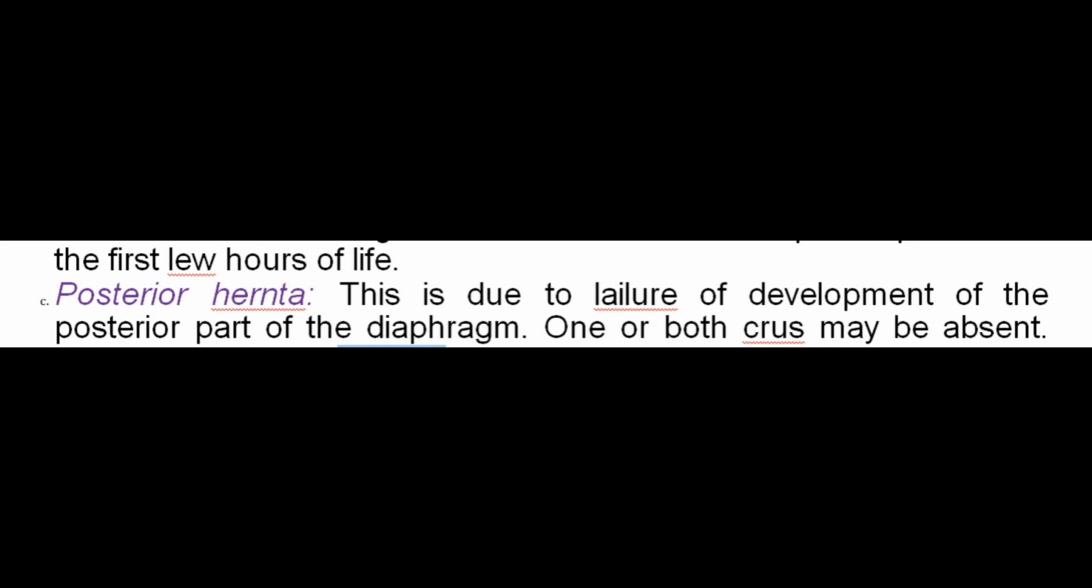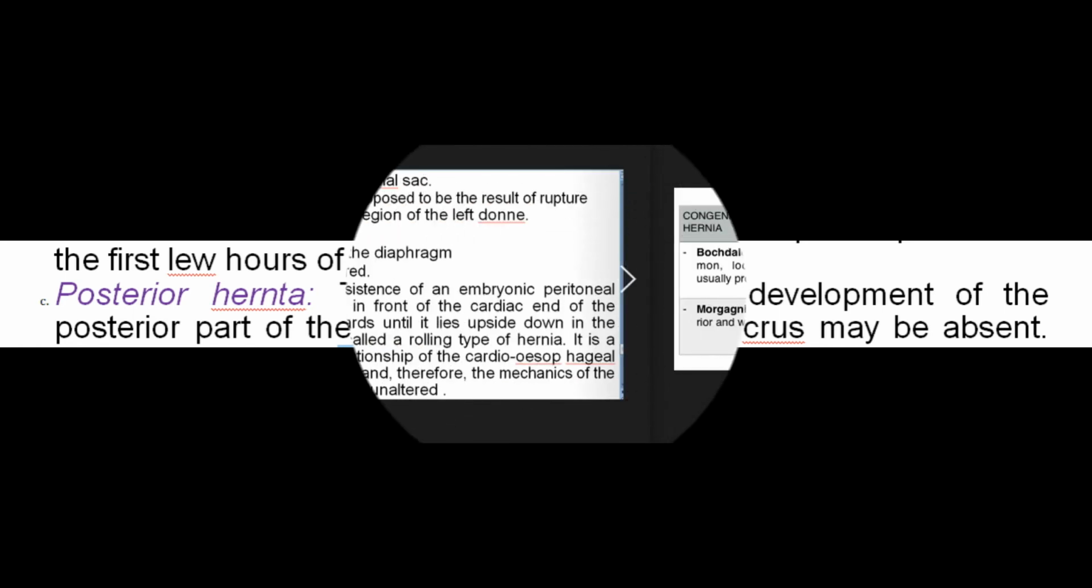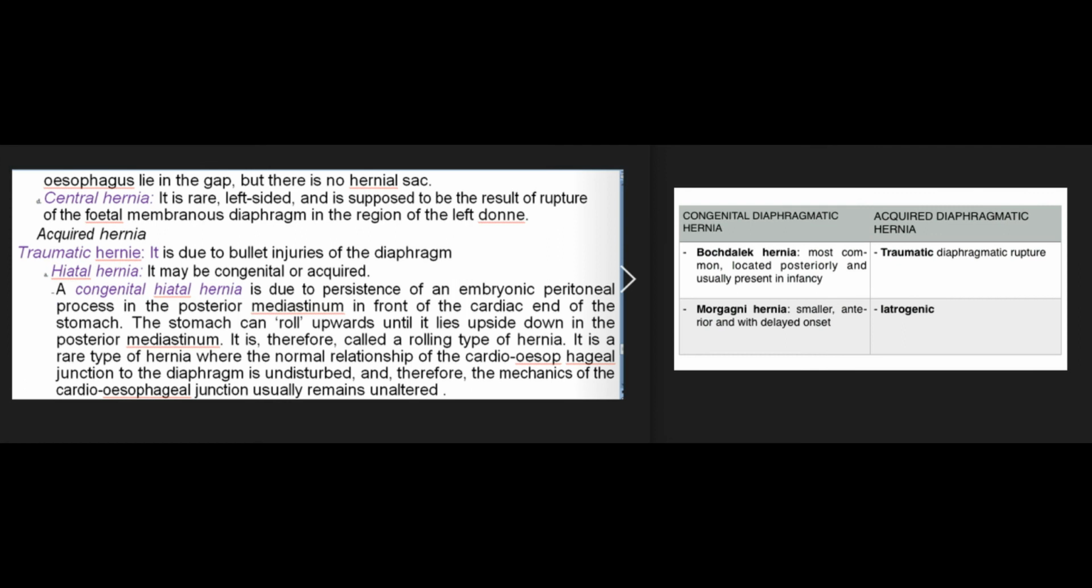C. Posterior hernia. This is due to failure of development of the posterior part of the diaphragm. One or both crura may be absent. The aorta and esophagus lie in the gap, but there is no hernial sac. D. Central hernia. It is rare, left-sided, and is supposed to be the result of rupture of the fetal membranous diaphragm in the region of the left dome. Acquired hernia: traumatic hernia. It is due to bullet injuries of the diaphragm.